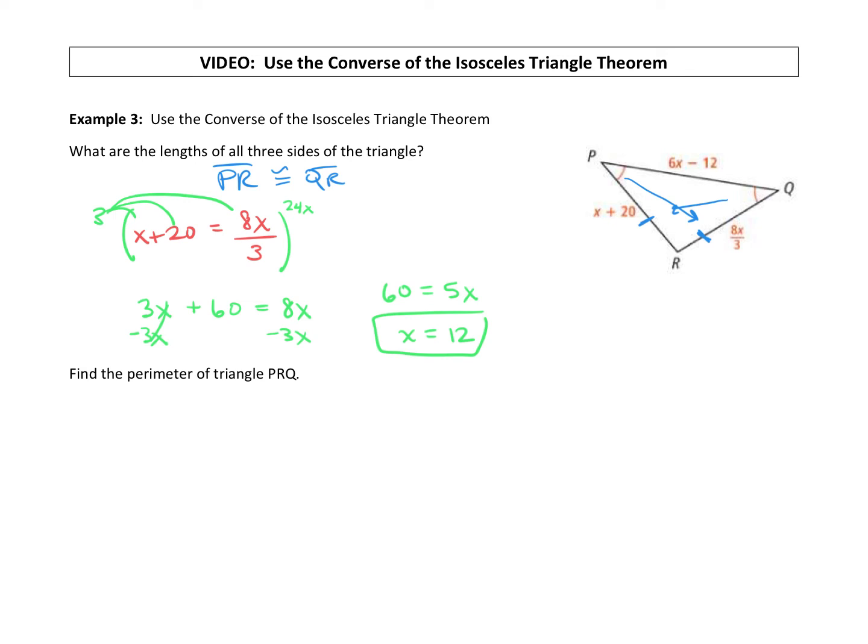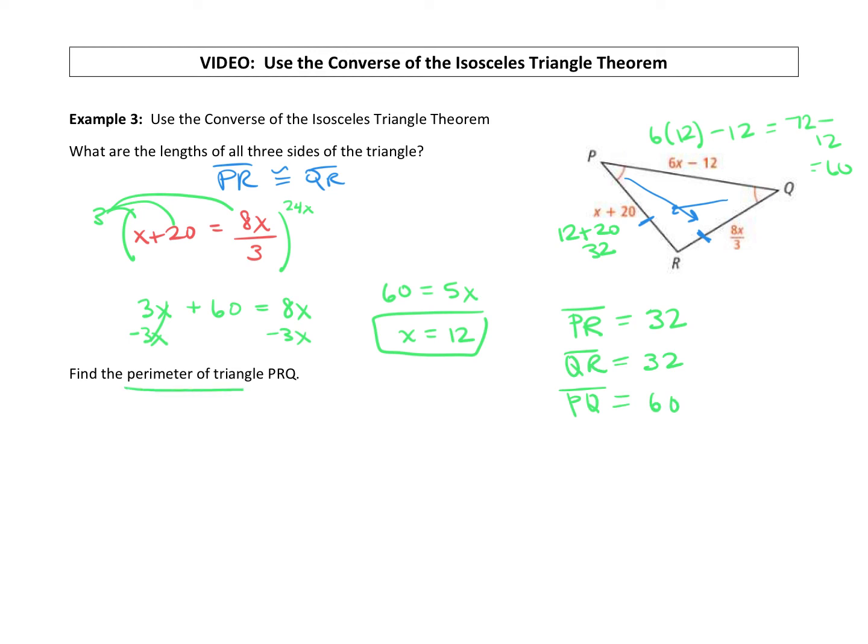Over here, we have x plus 20. So 12 plus 20 is 32. So PR is equal to 32. And because PR and QR are congruent, I know what QR is. QR is 32. Then we can take that 12 and plug it in to PQ. So 6 times 12 minus 12. That's going to give us 72 minus 12, which is 60. So PQ is equal to 60.